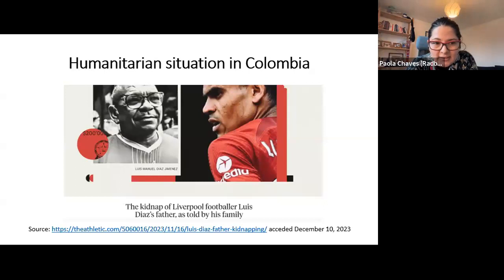These groups control the illegal operations in the regions, and they attack mainly human rights defenders and environmental activists who are opposed to their actions. And these groups avoid events that attract international press because they really don't want to be visible. The last internationally known case was the kidnapping of Luis Diaz's father. He's a footballer who plays for Liverpool. This case drew a lot of attention from the international press. His father was released in 13 days by the ELN guerrilla group, and they stated that they didn't know who he was. So they really don't want to have the attention of people.